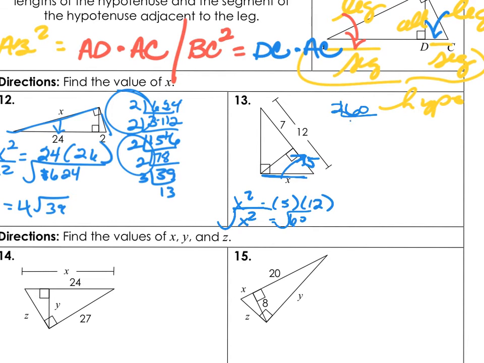60 divided by 2 is 30. Divided by 2 is 15. 5 and 3. So a 2 comes out. So simplify that. That's 2 root 15. Okay, so we just keep going. We're going to get through this.